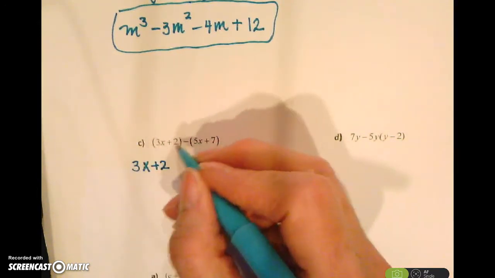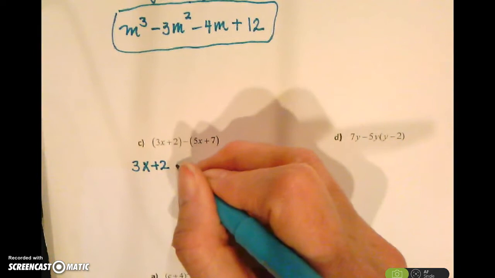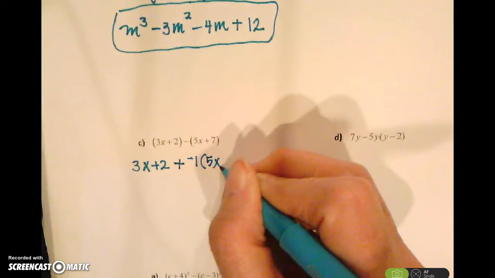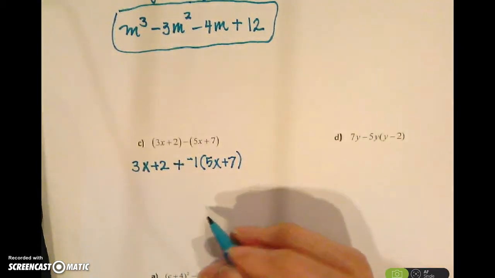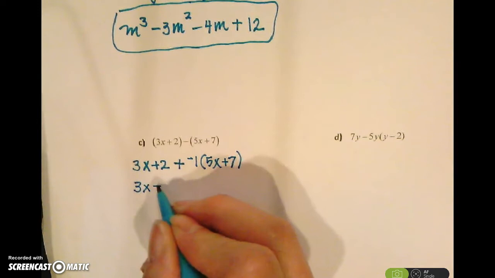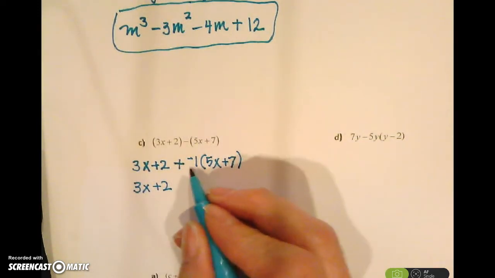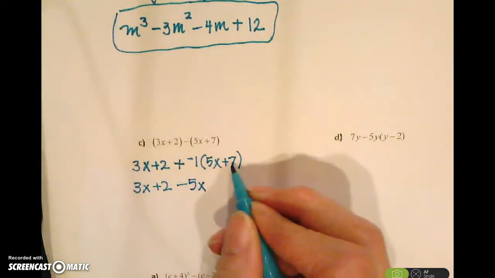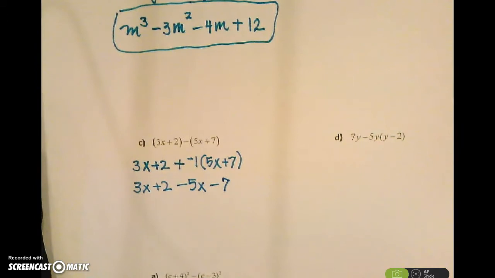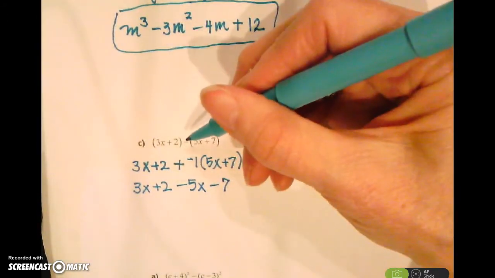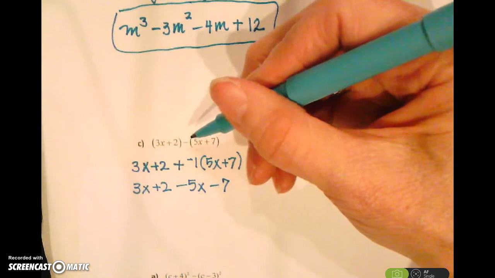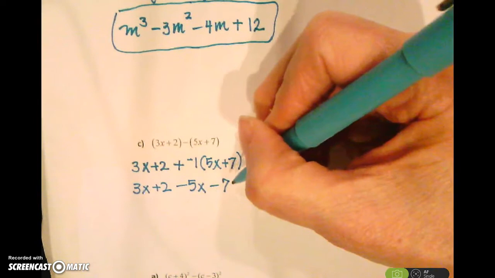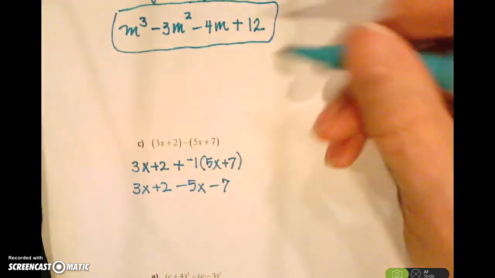There's nothing to do to it. And then this minus is really technically going to be a plus a negative 1 times 5x plus 7. So that's going to give me 3x plus 2. And then I'm going to have a negative 1 times 5x. That's a minus 5x. And a negative 1 times 7 is negative 7. So kind of look at what happens. When I have subtraction, it's going to be subtract the 5x and subtract a 7. And that's the way that looks, kind of skipping over that middle step right there.